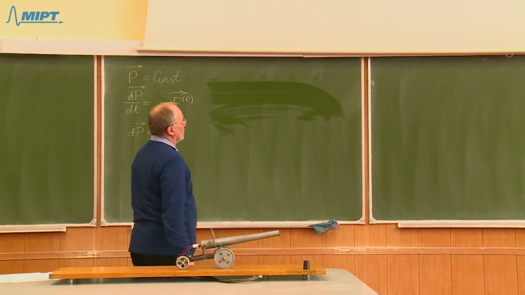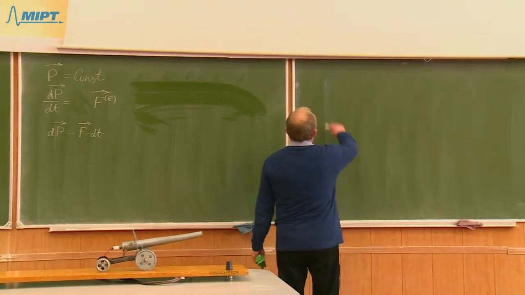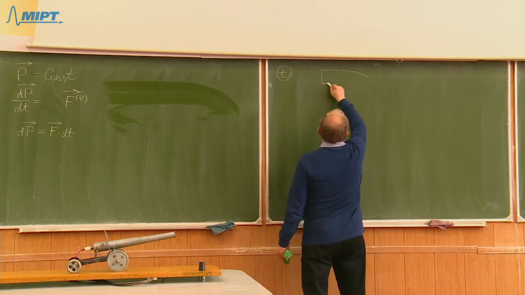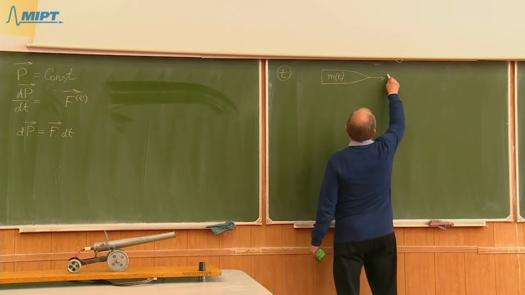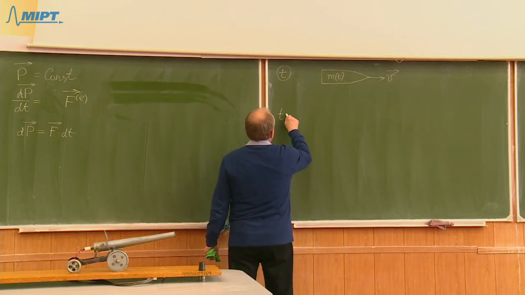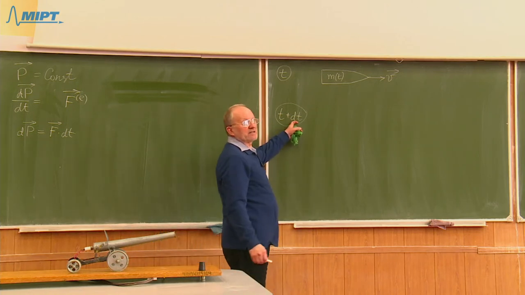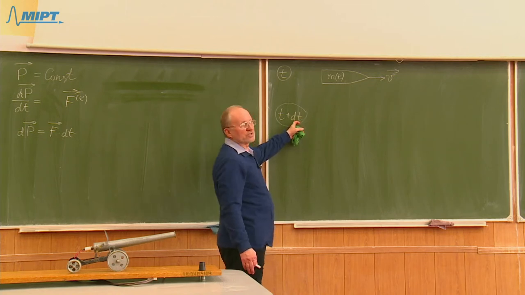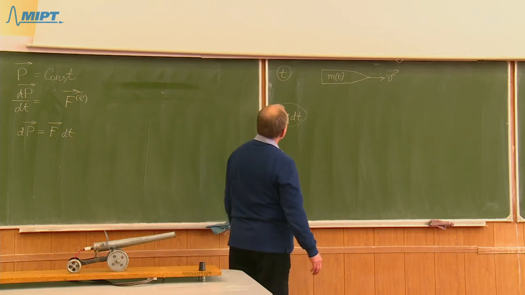So in order to apply this law, let's consider in detail what happens when the rocket flies. We consider the situation at some time moment t, and I will draw a rocket which has a mass, and the mass is time dependent, and the rocket has some velocity. And then what happens at some moment of time t plus dt? dt may be 1 second, or 1 millisecond, or it may be a few seconds. It's a small time interval, but anyway, it's a finite time interval. We discussed this issue in the beginning.